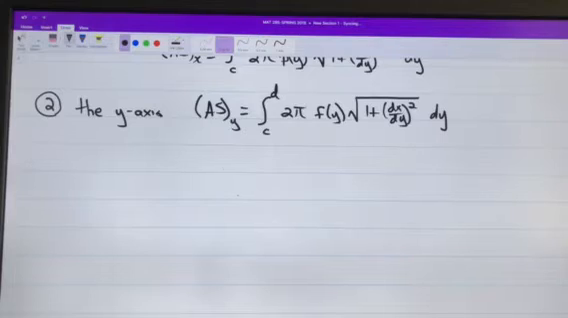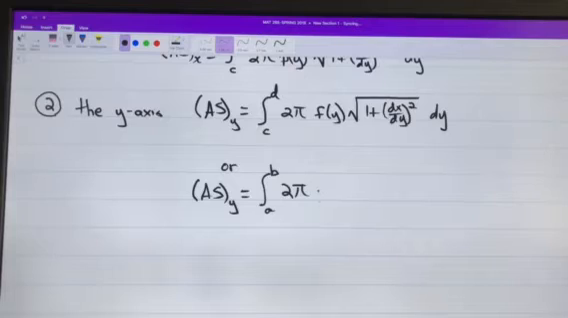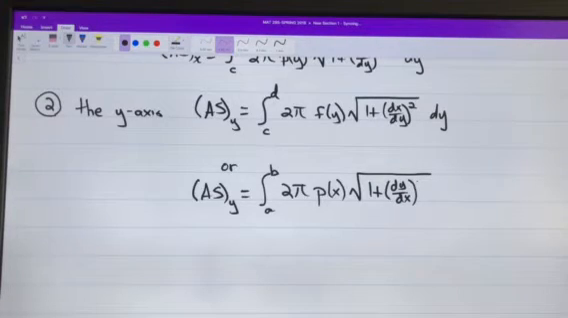And if I were to put this in terms of integrating with respect to x, going from x is equal to a to x is equal to b, we have 2 pi times the projected radius, p of x, times the square root of 1 plus dy over dx quantity squared, dx.